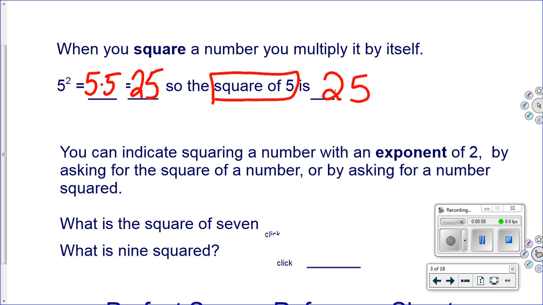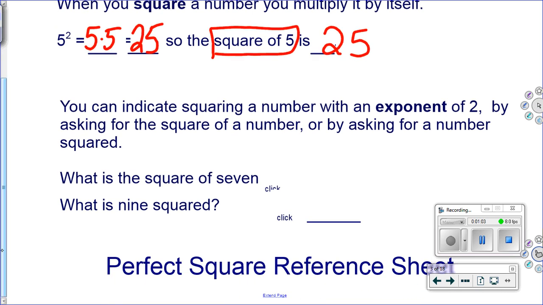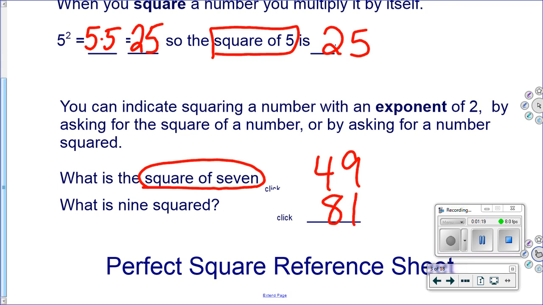You can indicate squaring by using that exponent of 2, and we did that a lot in the last section of the chapter. What is the square of 7, Eddie? 49. Very good. What is 9 squared, Afi? 81. Alright, we are now going to distribute a perfect squares reference sheet. We're going to take a minute to staple it into our notebook, because this part of the chapter we expect you to know, so you're not going to be using your calculator.